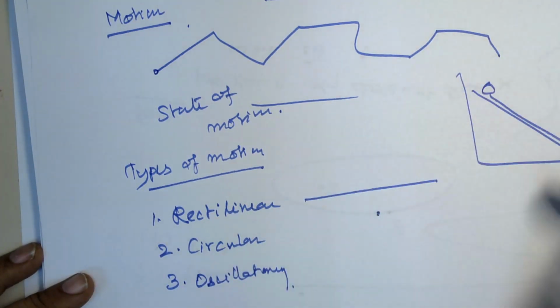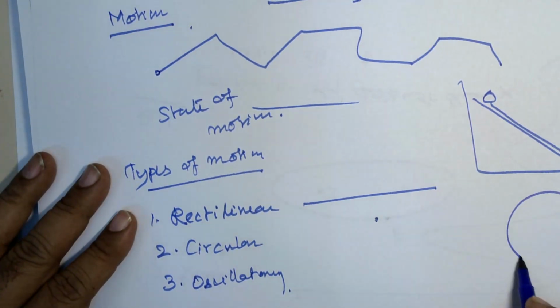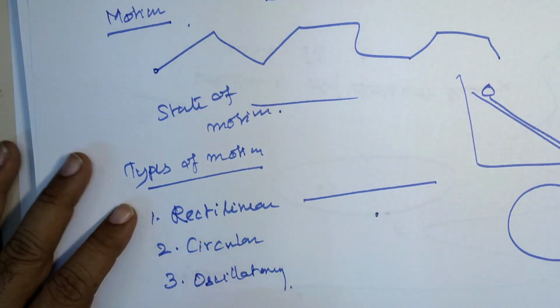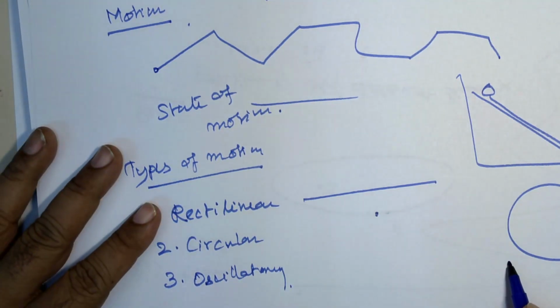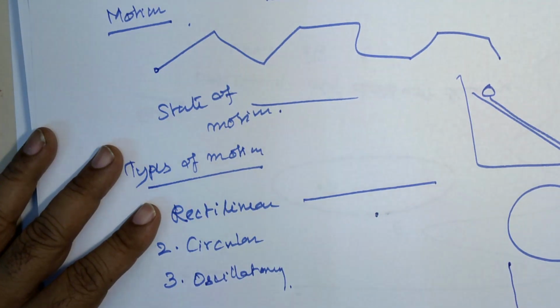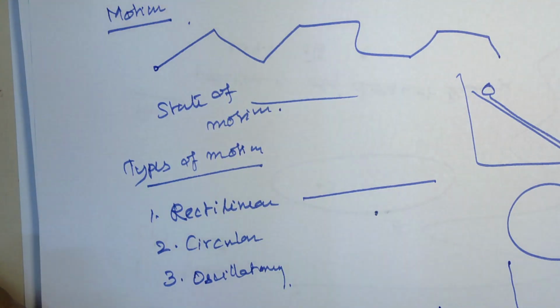So linear motion. Circular motion means it adopts a circular path and completes 360 degrees. Then oscillatory motion means it's a kind of periodical motion like a simple pendulum. It goes to the maximum point on the right and comes across the neutral point, then goes to the other extreme and comes back. So this kind of motion is called oscillation, that is oscillatory motion. Example, simple pendulum.